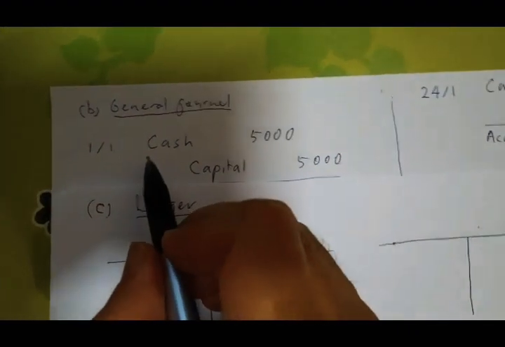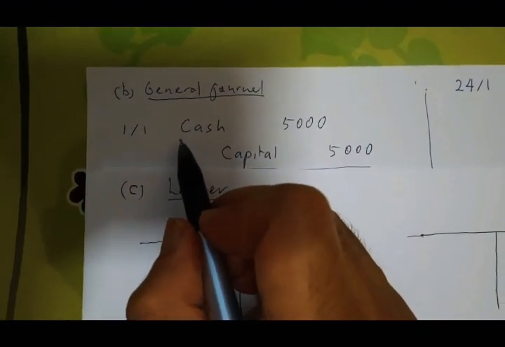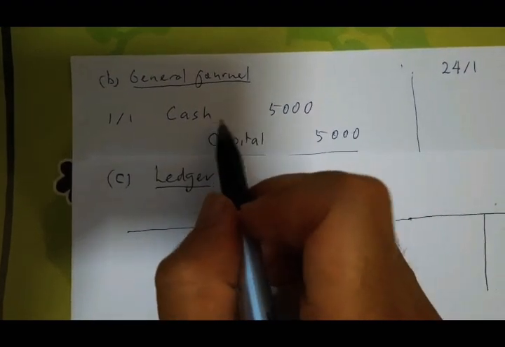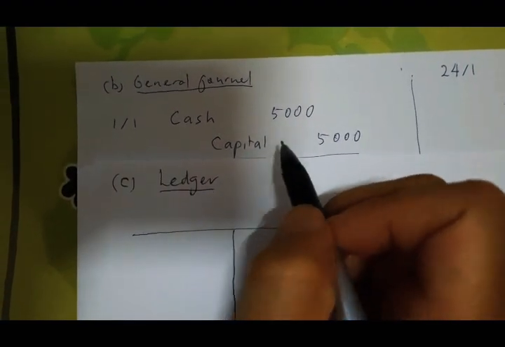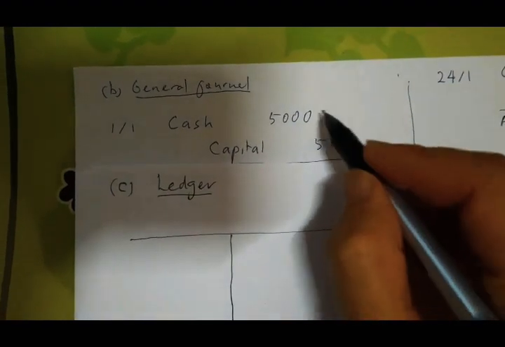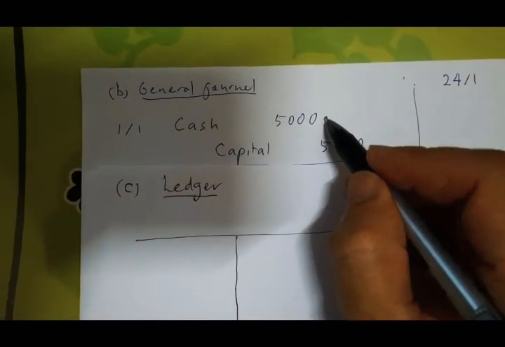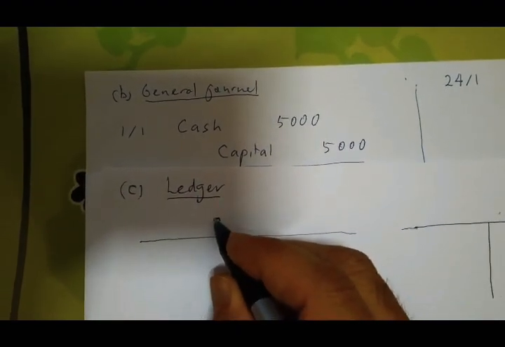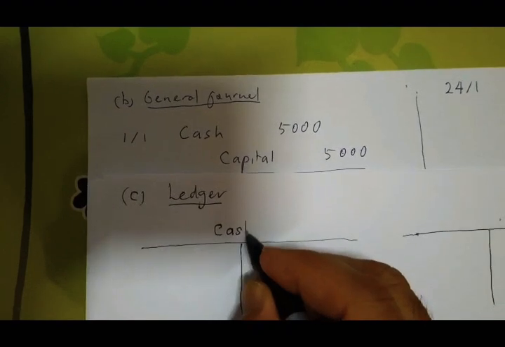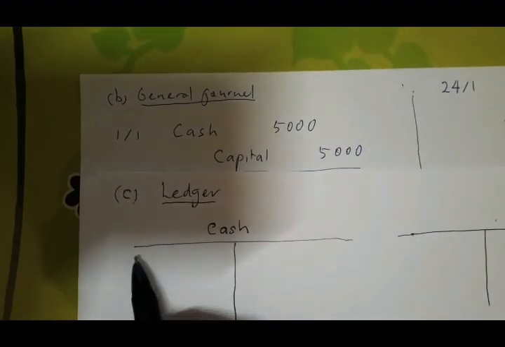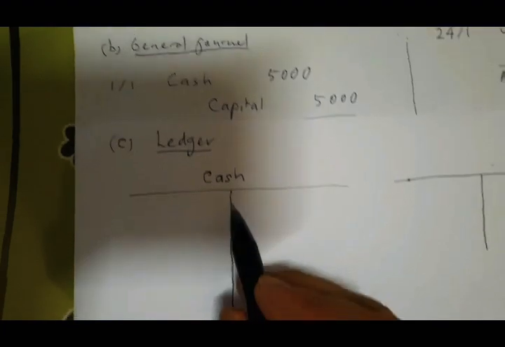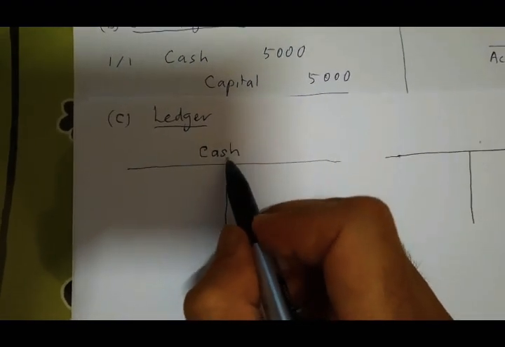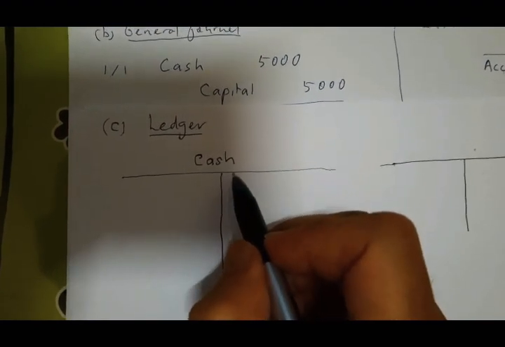You check the first journal entry. In the journal entry, you record 1st of January, debit cash 5,000, credit capital 5,000. When you see debit cash 5,000, you open a cash account. The account is in the T format. It is like a T. You give the account a name. This account is a cash account.